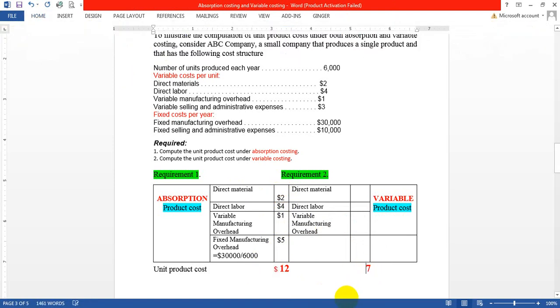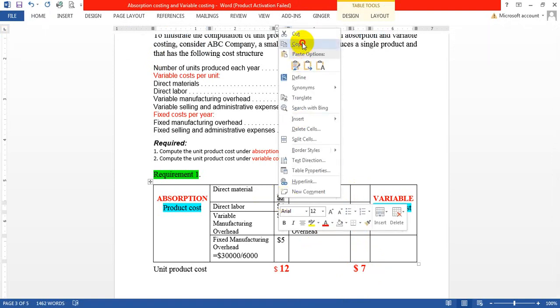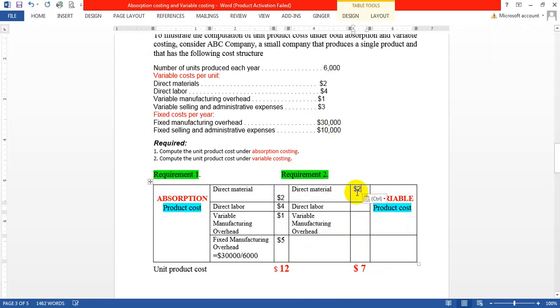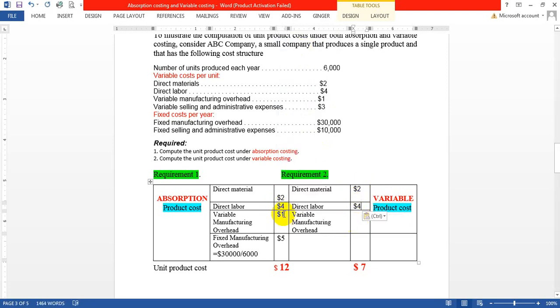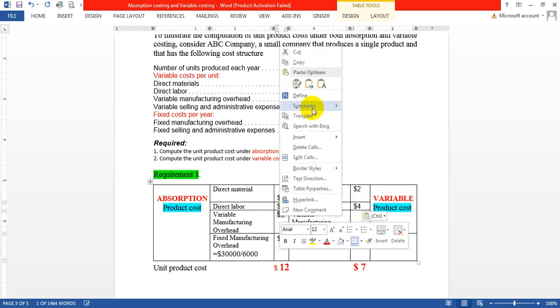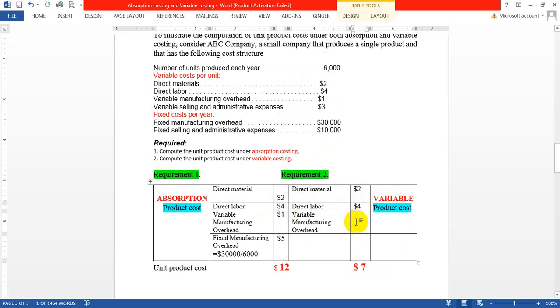Now we will calculate the variable product cost. What is the variable product cost? We will take direct material, the same as we have taken already in absorption costing. So here my direct material is $2. What about my direct labor? That is $4, again taken. What about my variable manufacturing overhead? I take only the variable portion of manufacturing overhead.